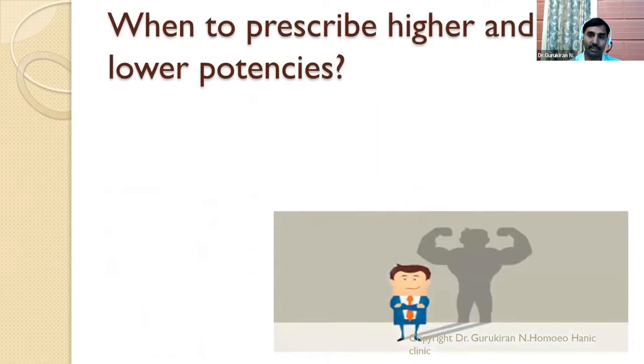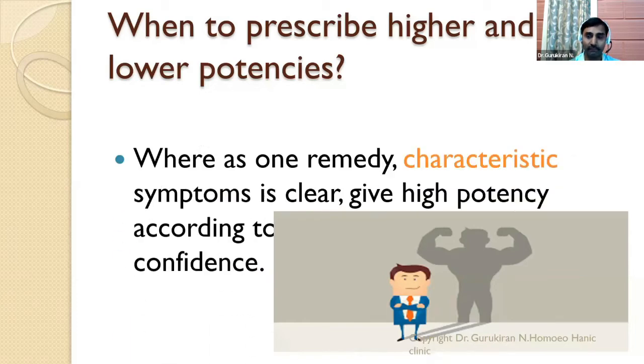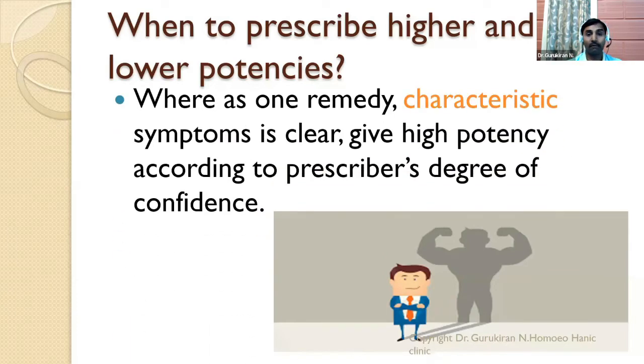When to prescribe higher and lower potencies? This is the question. This should be very clear in a physician's mind before prescribing the dosage. When should we prescribe the higher potencies, when should we prescribe the lower potencies? Where the remedy's characteristic symptoms are clear, give the higher potency according to the prescriber's degree of confidence. As we all know, 1M and above is considered higher potencies. So in a case where the characteristic symptoms are very clear, we have the potential to prescribe the higher potencies.